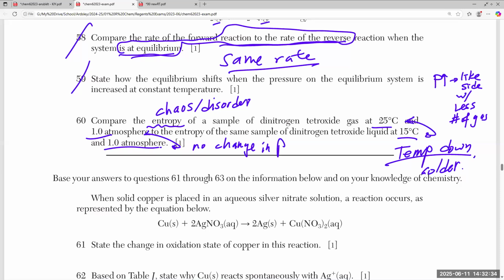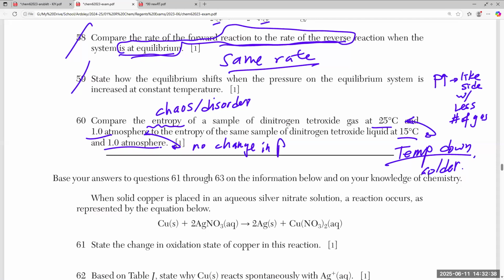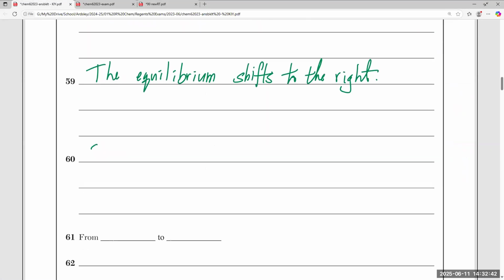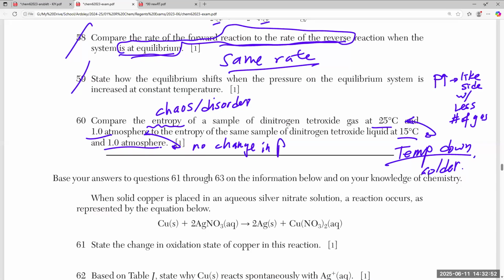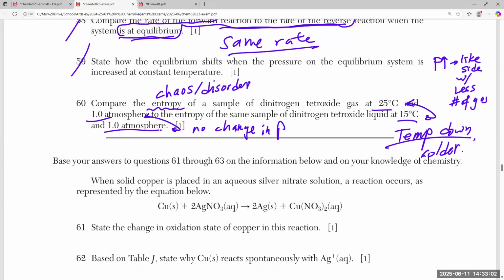Right? So you have to see compared. So it's more order. So entropy is lower at the 15 degrees, right? At the lower temperatures. At 15 degrees Celsius. Okay, that's it. 61. Let's keep going. All right.